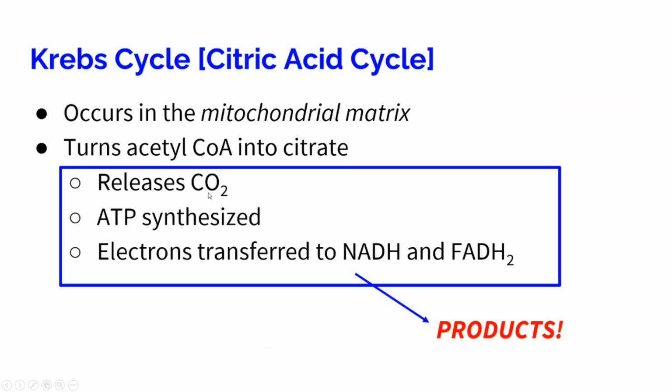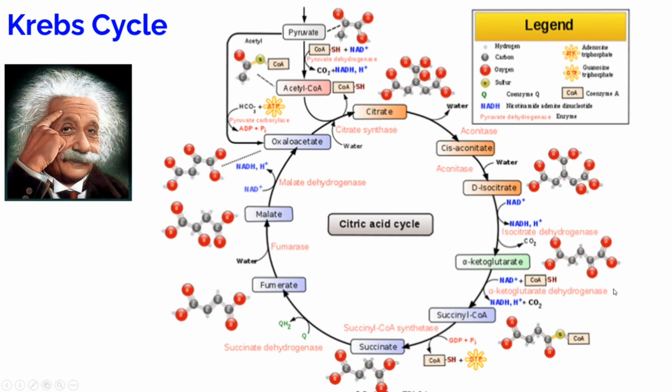It releases CO2, ATP is synthesized, and electrons are transferred to NADH and FADH2. These are products that we are going to use later. CO2 is a byproduct. We don't need it. We do get some energy out of this, so that's a good thing. We get some energy out of this whole Krebs cycle, and NADH and FADH2 are going to be used later.